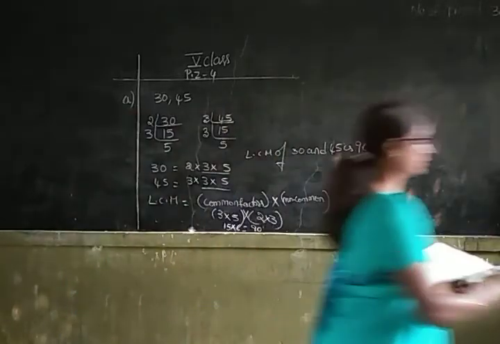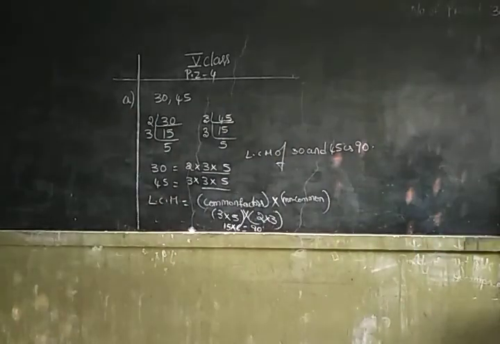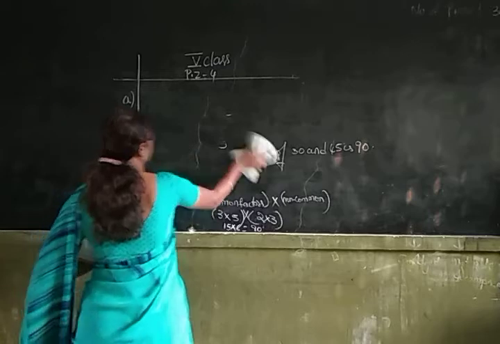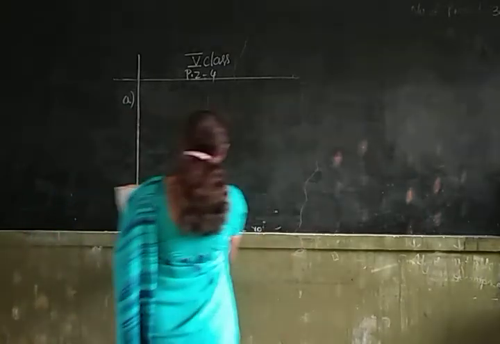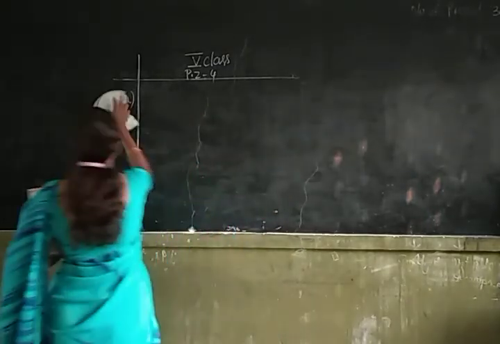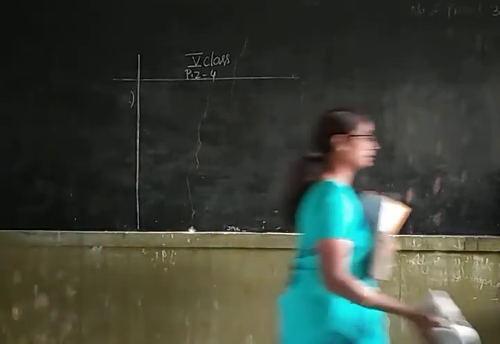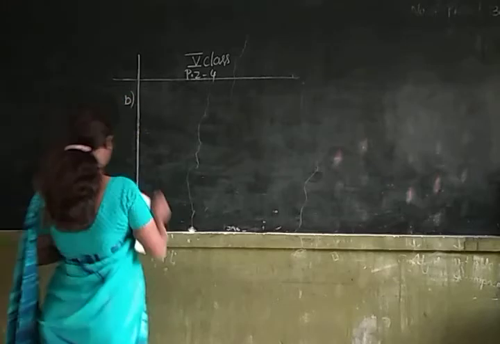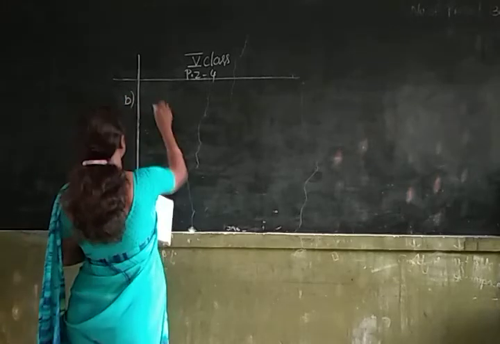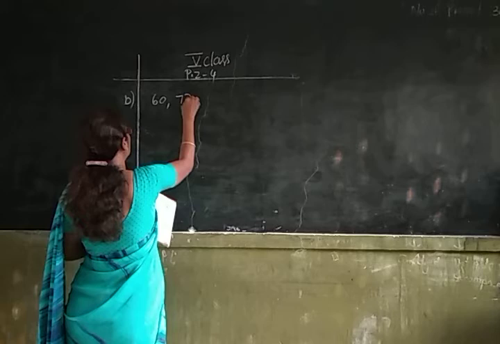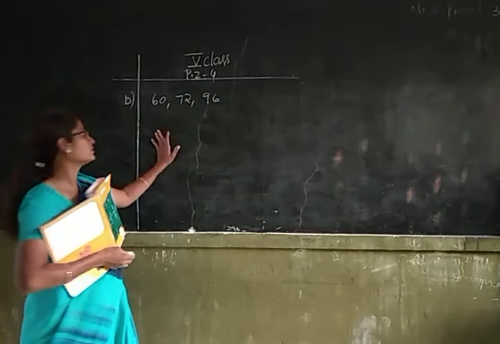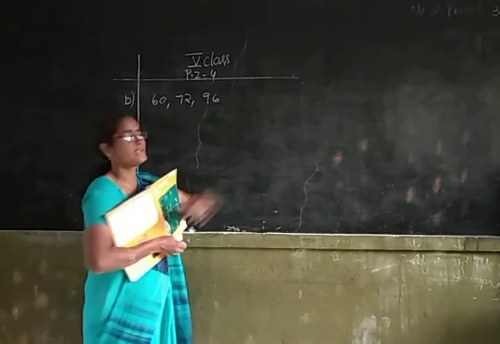Okay children, now let us do the next sum. Now let us do the B sum. 60, 72 and 96. First we have to find out the prime factors of 60, 72 and 96.